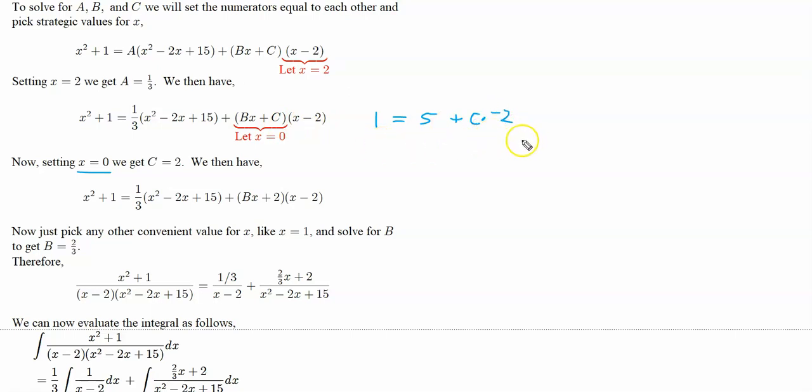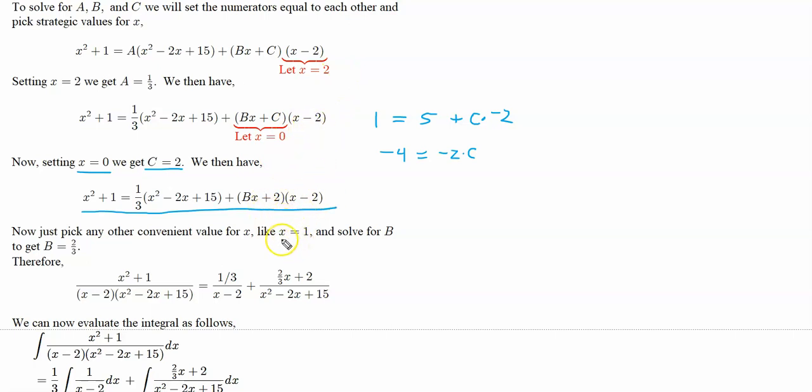And then solving that for c, just take the 5 over, you get -4 equals -2c, and so that implies that c equals 2, so that's what we have right here. All right, so now we have this equation down here, and now what you can do is just pick any other number to plug in here for x. It doesn't matter what you pick. It just can't be 0 or 2 because you already used those.